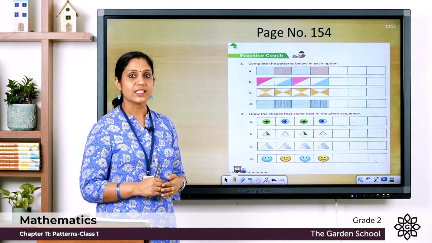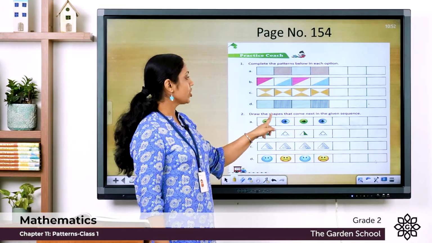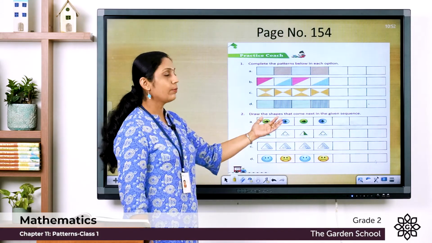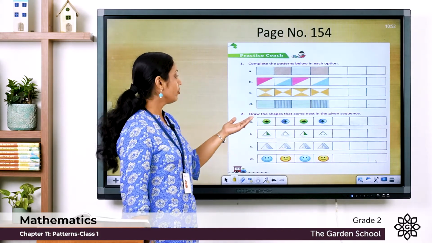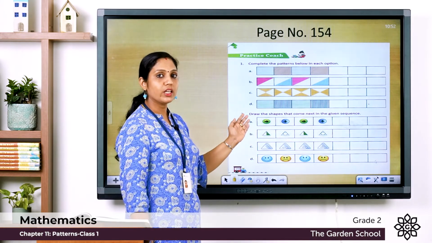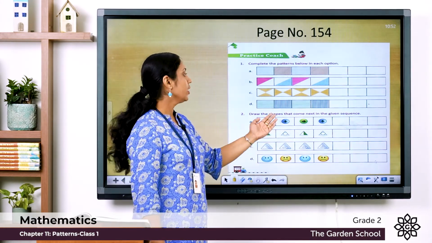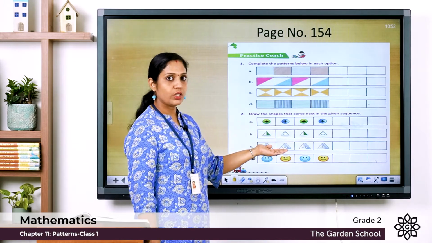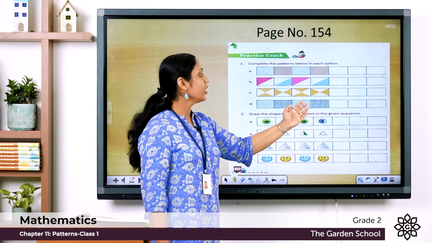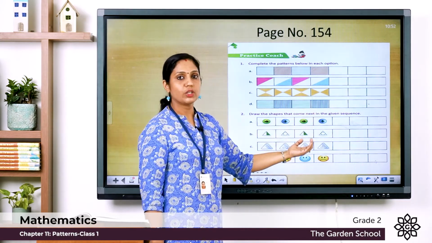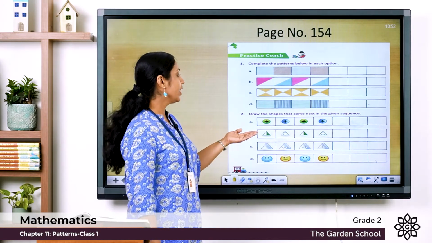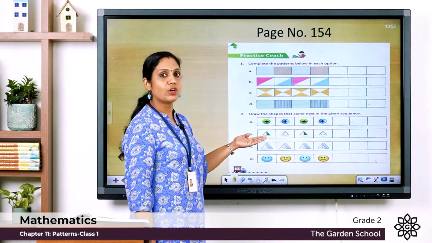Let's have a look at the second question. Draw the shapes that come next in the given sequence. So here we have to complete by drawing the shapes. In the first picture you can see in a circle an arrow is given, and the arrow is pointing to the right side. Again the arrow points downwards. The third picture, arrow to the right side. The fourth one is pointing downwards. So complete here accordingly.